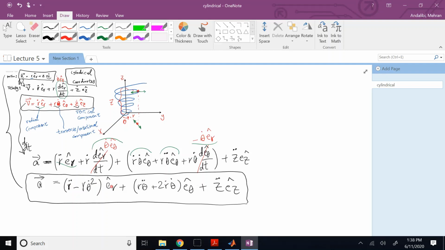If nothing is rotating, it means theta dot and theta double dot are all 0. So this term goes to 0, this one, and this one. And if nothing goes up and down, this term is 0. So the only one left is this one. So this is the acceleration due to what? Due to change in radial velocity.